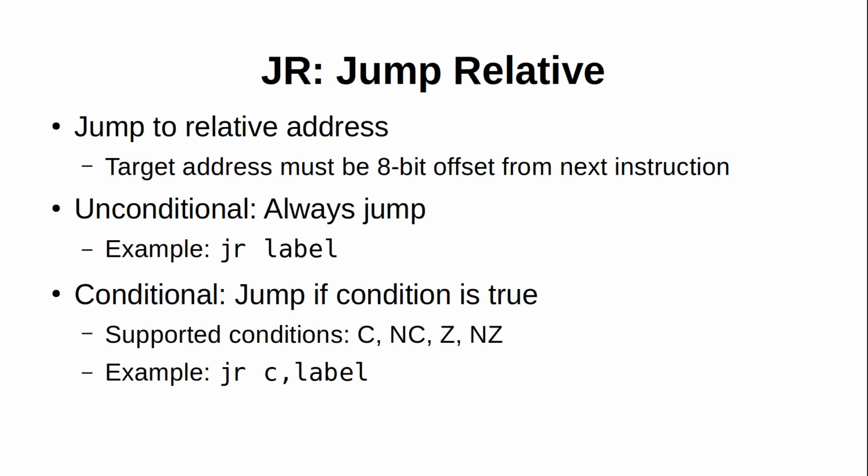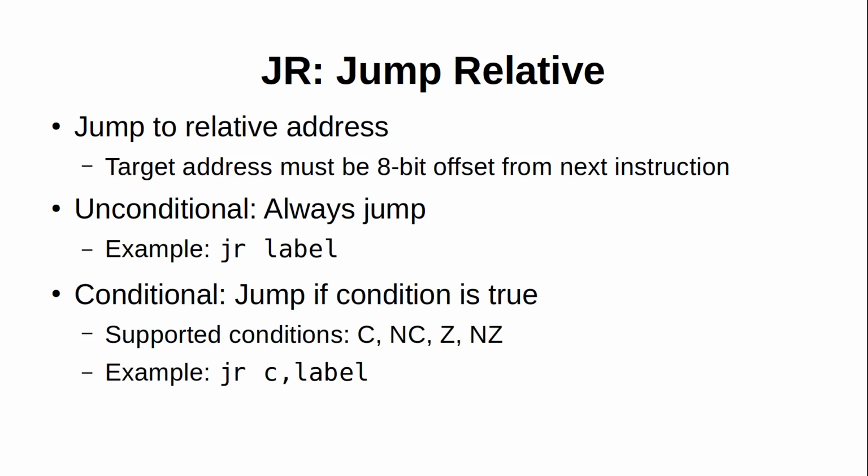Of course, we've seen even more of JR so far in this series than JP, as it's a relative jump and can be executed more quickly thanks to the target being an 8-bit offset from the next instruction address, rather than an absolute 16-bit address. One less byte to fetch for the instruction gives us this performance boost, as well as making the program take up less memory.